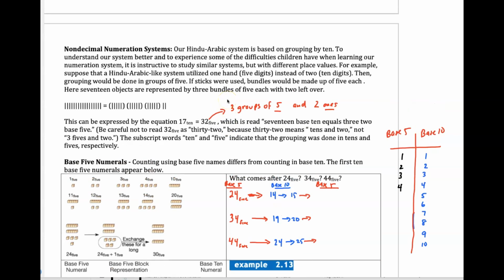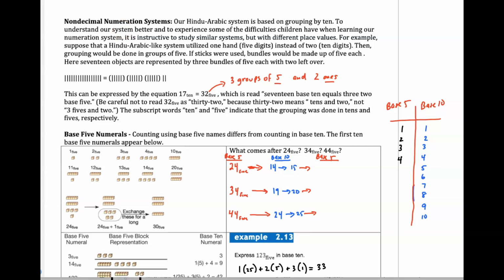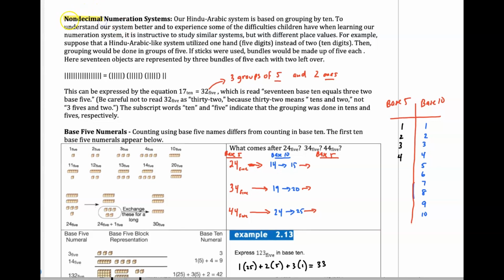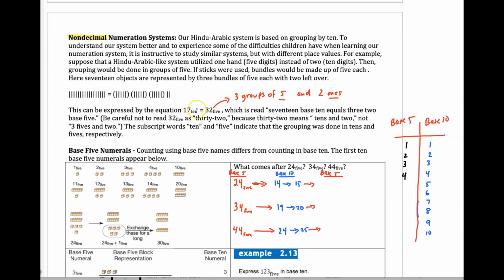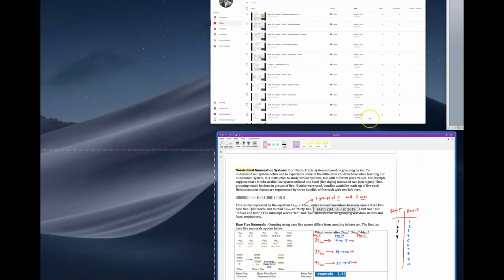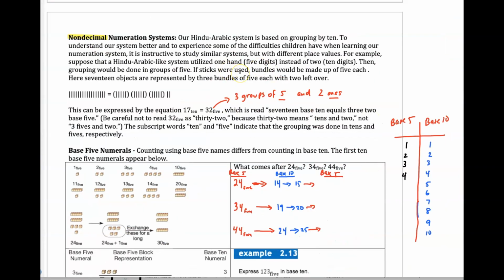We're going to continue looking at numeration systems, and specifically we're going to look at numeration systems that are non-decimal, so that they're not base 10. We don't use these systems in practice or in the real world, but conceptually we want to understand these systems, because to understand our system better, and to experience some difficulties children have when learning our numeration system, it's very important for us to study non-decimal numeration systems.